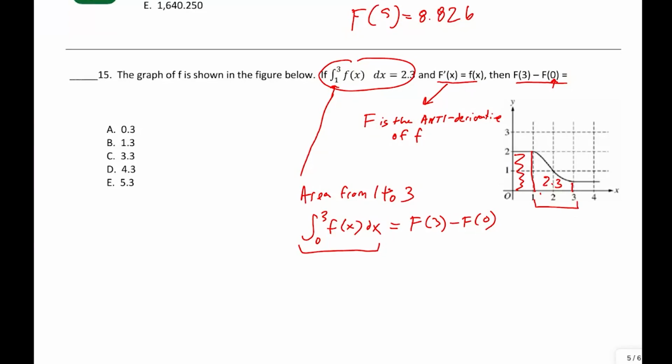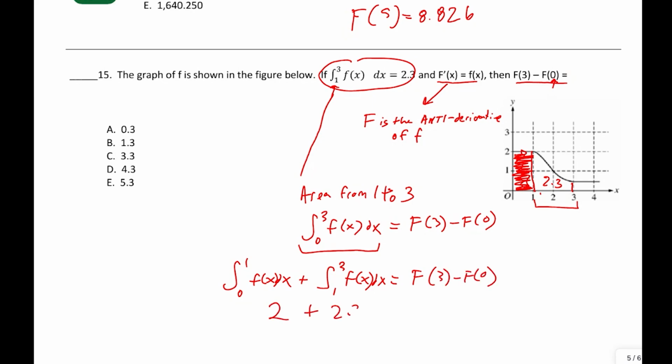Another way to write this out would be to split this up and say, all right, well, if I want the integral from 0 to 3, I can find the integral from 0 to 1, which would be this area in here, plus the area from 1 to 3, which I can't really get from the graph because it's curved, but they do give us that it's 2.3. So this would be those 2 units plus the 2.3, and that's going to give me my F of 3 minus F of 0. So the answer is going to be 4.3.